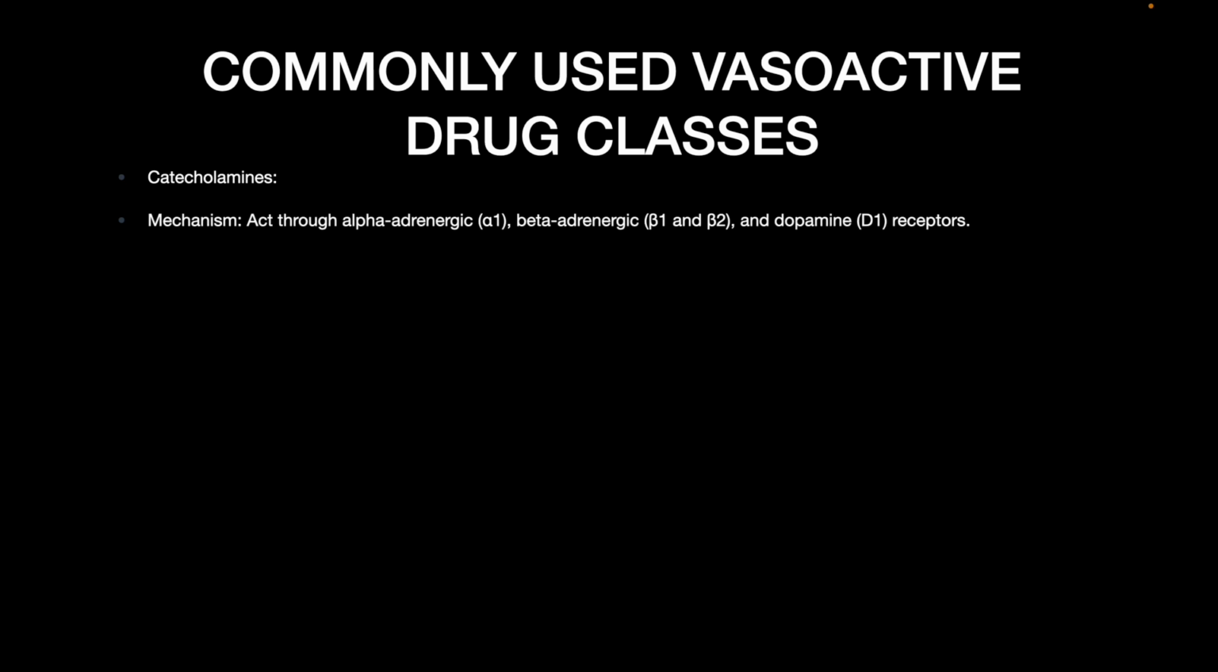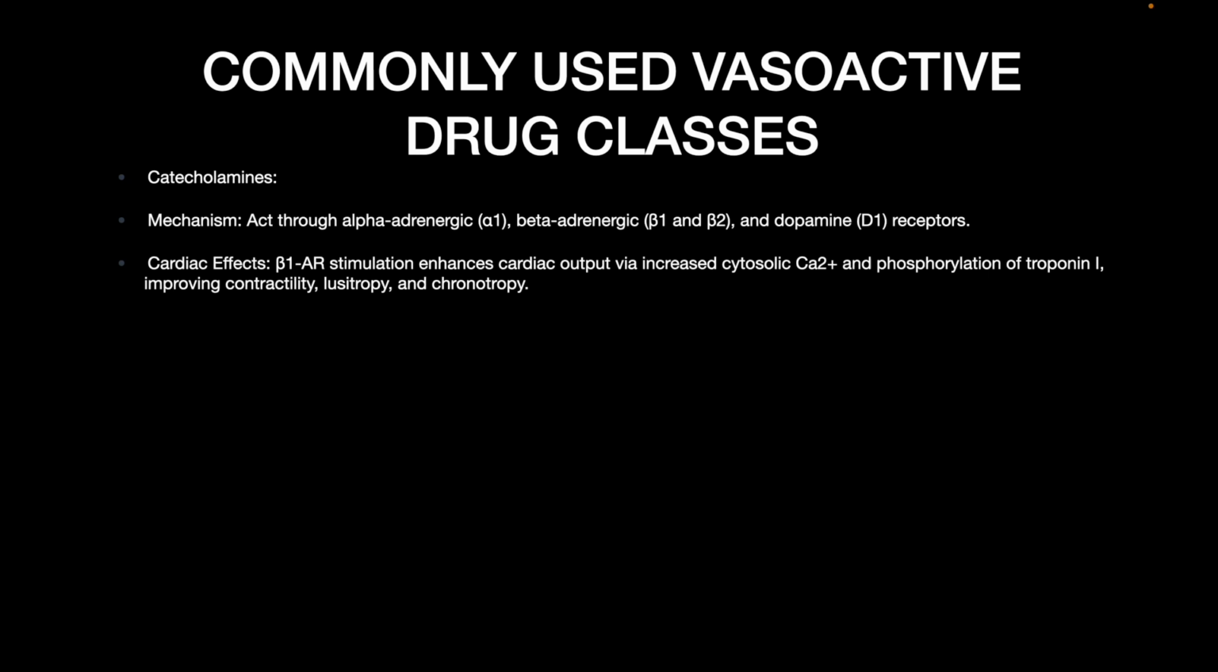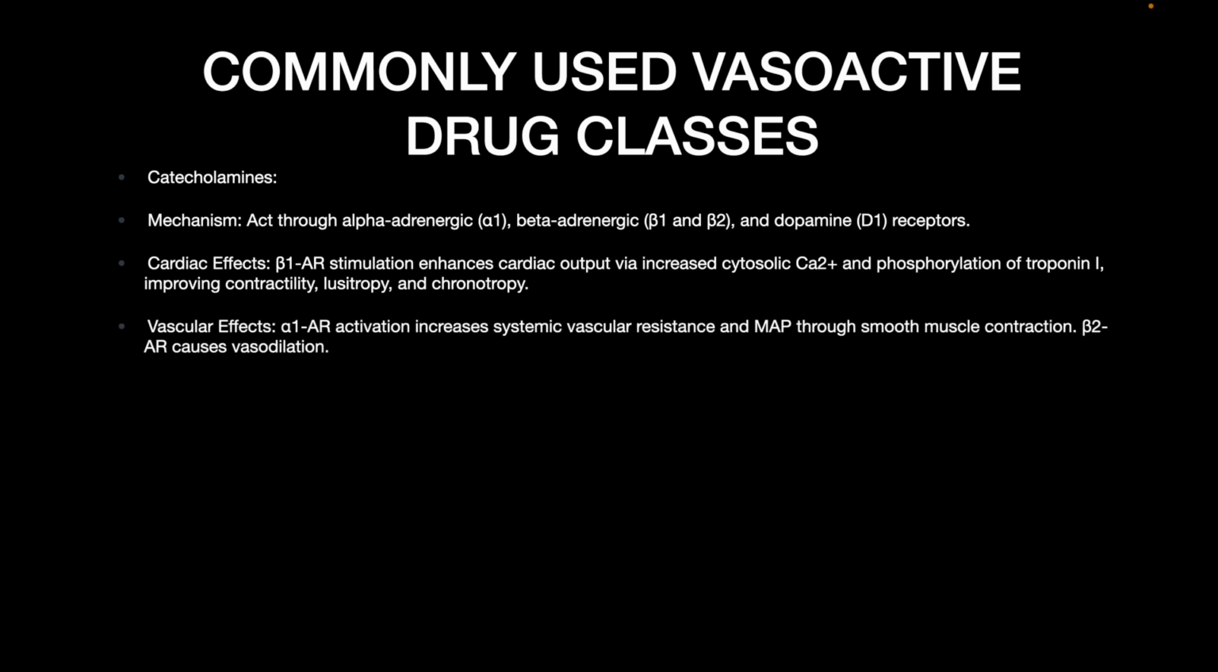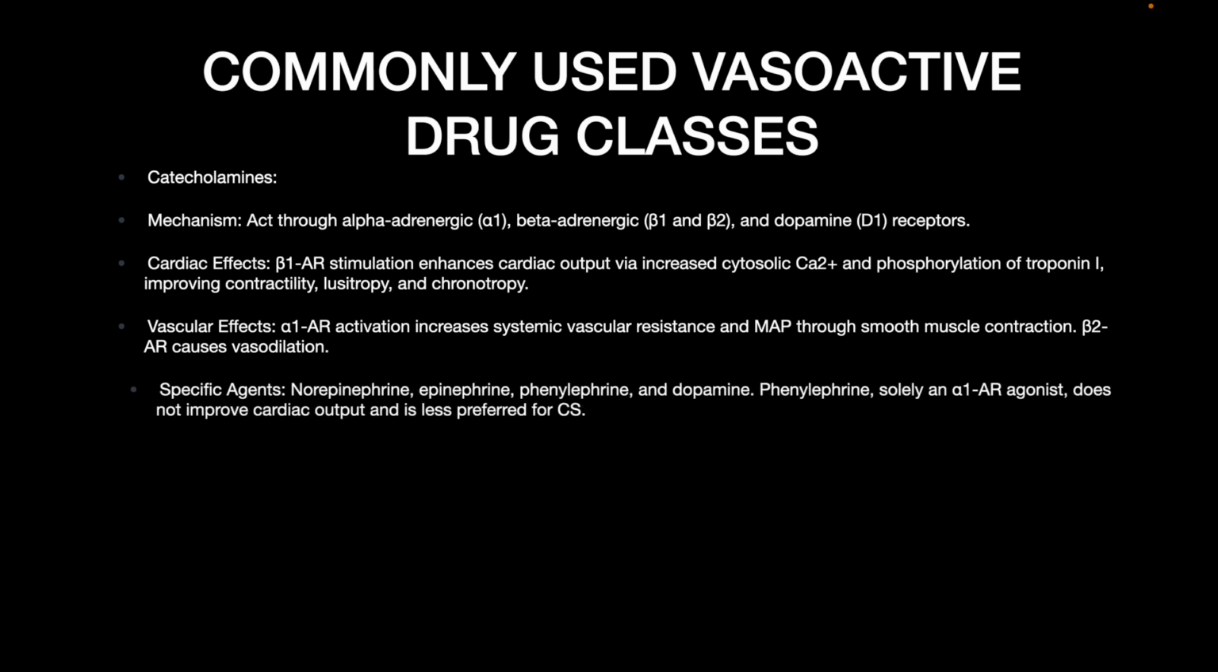Now, the commonly used vasoactive drugs and their classes: first are catecholamines. They act through the alpha-1, beta, and the dopaminergic receptors. Beta-1 results in increased cardiac output because of increased systolic calcium and phosphorylation of troponin I, improving the contractility, lusitropy, and chronotropy. The vascular effects are that it causes vasoconstriction by the alpha-1 receptor, resulting in increased MAP. The beta-2 activation causes vasodilatation. Specific agents are norepinephrine, epinephrine, and dopamine.